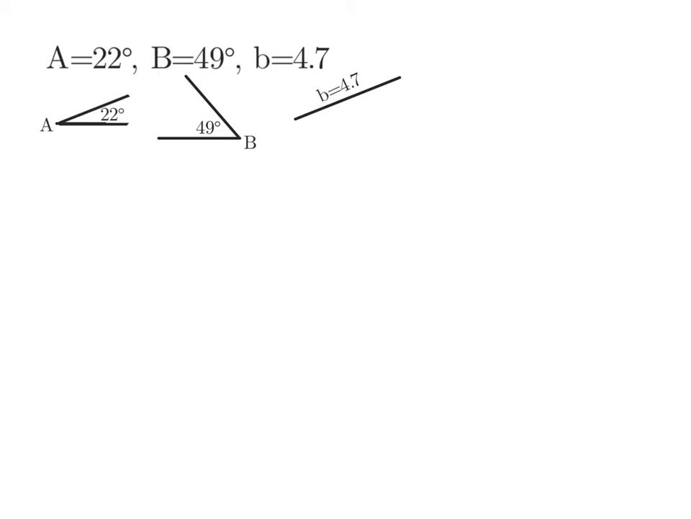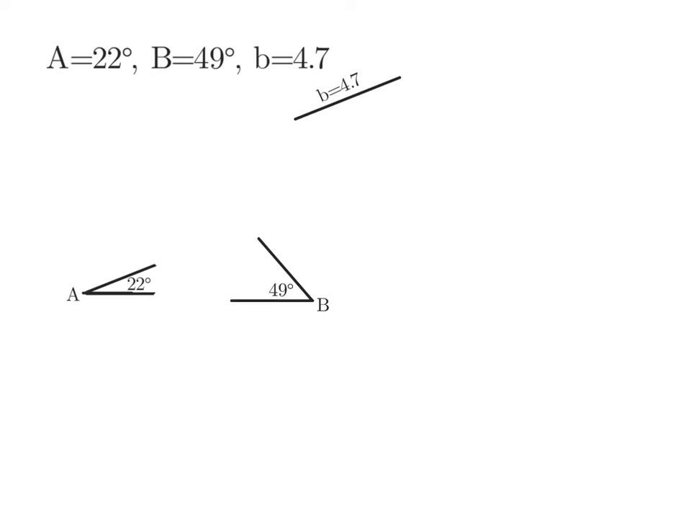All right, here we're given 2 angles and a side, but that side that we're given is not the side that's in between the 2 angles. Let's take a look. We have the angle A is 22 degrees, and angle B is 49 degrees. Side B is 4.7. Since it's side B, it has to be on the opposite side from angle B, which means that it has to lie on this side of angle A.